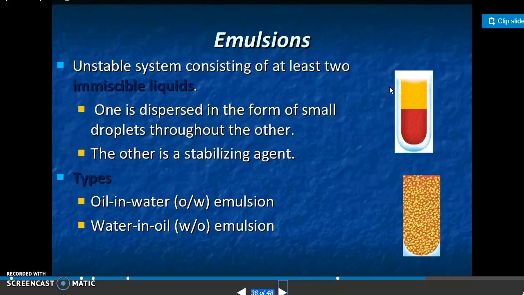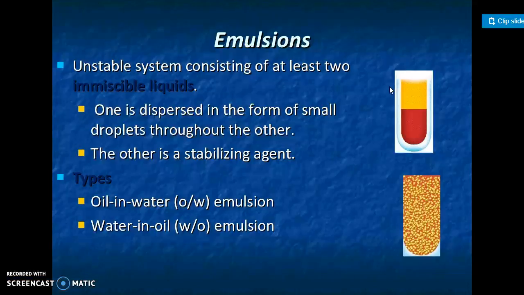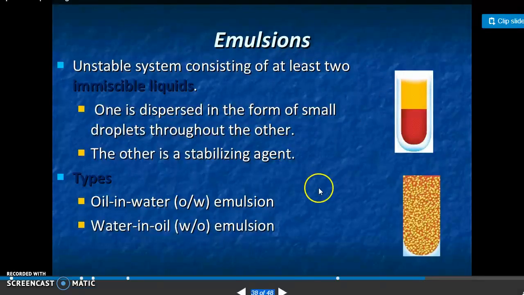All right. Emulsions. A stable system consisting of at least two immiscible liquids. One is dispersed in the form of small droplets throughout the other, and there is a stabilizing agent. You have two types of emulsion: oil in water, and water in oil. One of the challenges of a water and oil mixture is that you can have separation, and once you have separation, sometimes you don't get a very good mix. So there's a shelf life, and you should be cognizant of that shelf life for these types of medications.